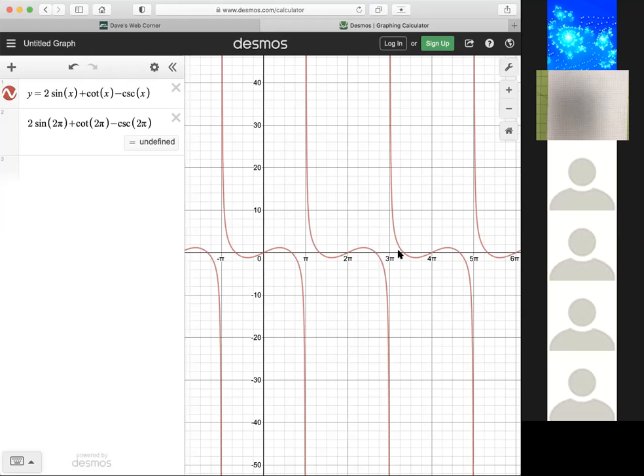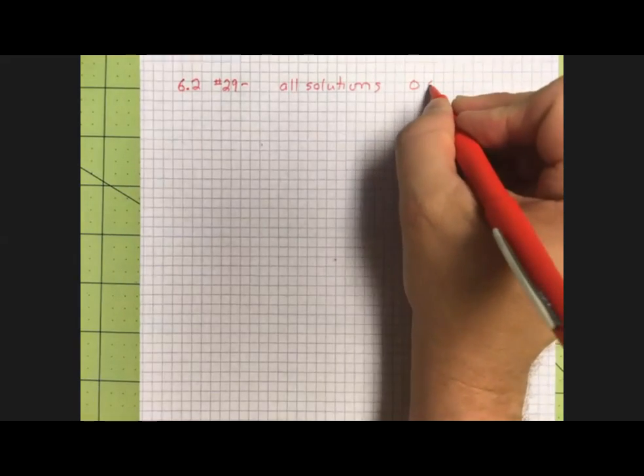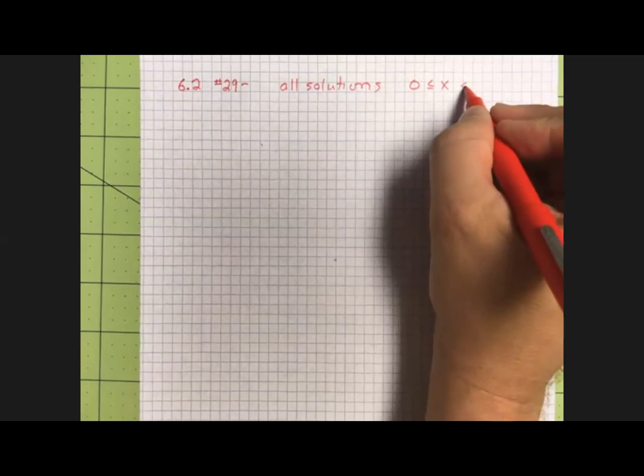Okay, one more here in this section. And this was like the one we ended with last time. And then we'll go on to section 6.3. This is number 29. And I want all solutions. I go back to my paper. 0 less than or equal to x, less than or equal to 2 pi.